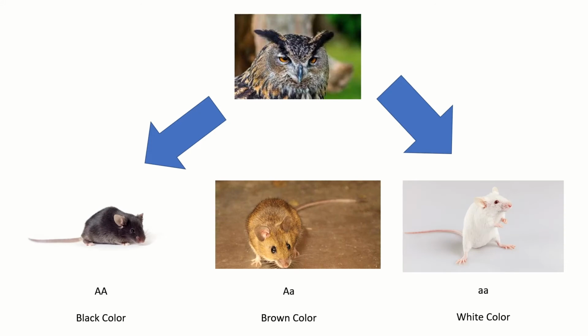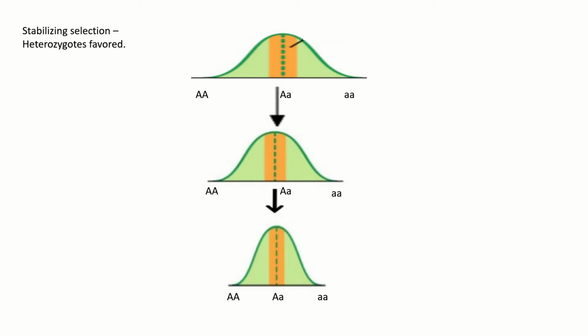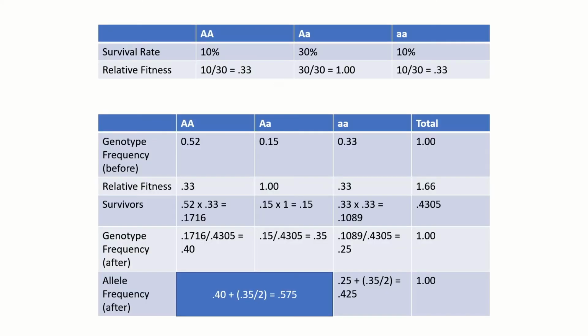Unfortunately for these mice, an owl has entered the ecosystem, and due to the coloration of the ground and the color of the brown mouse, the owl will most likely target the black and the white mice as they do not blend in as easily as the brown colored mouse does. This type of natural selection event is called stabilizing selection, in which the heterozygote genotype is favored.